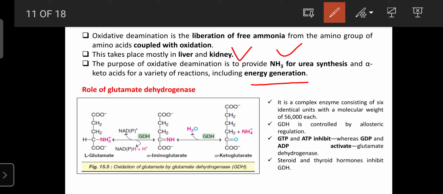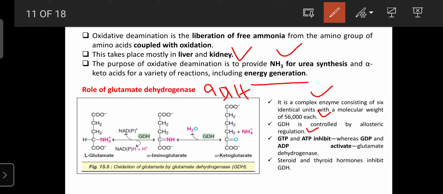Regarding this, there is glutamate dehydrogenase, also known as GDH. This is the main enzyme that regulates the oxidative deamination reactions. It is an enzyme consisting of 6 identical units, and the molecular weight of glutamate dehydrogenase is 56,000. GDH is controlled by allosteric regulations.